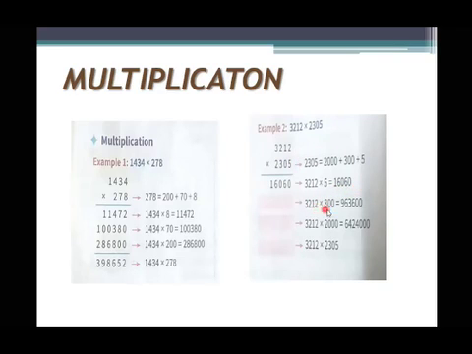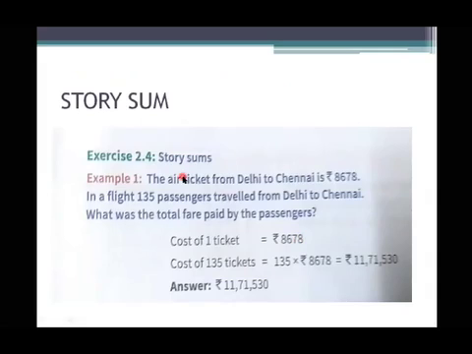Next, 3,212 you should multiply by 300. Then you will get 9,63,600. Next, same way you have to multiply 3,212 with 2,000. So you will get 64,24,000. So totally, if you multiply 3,212 into 2,305, you will get this much, that means 1,16,060. In this way you will multiply. Next, let us see the story sums on multiplication.